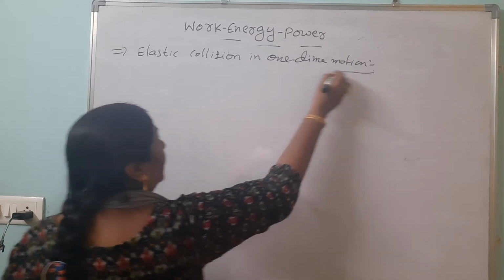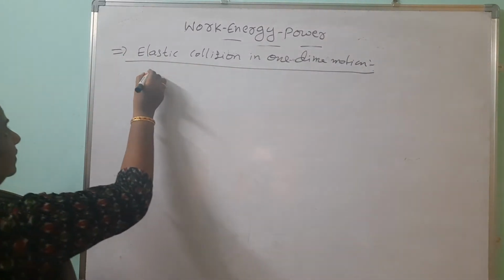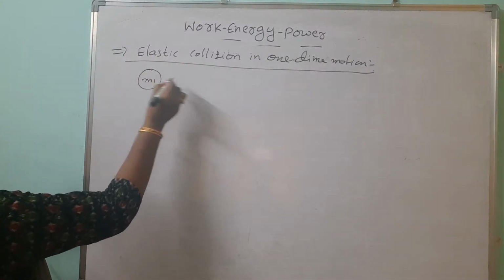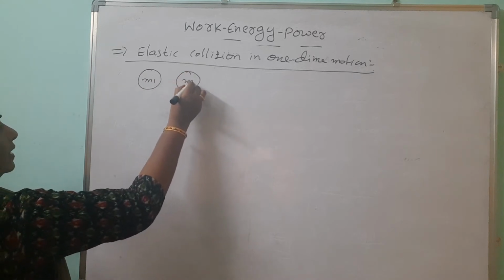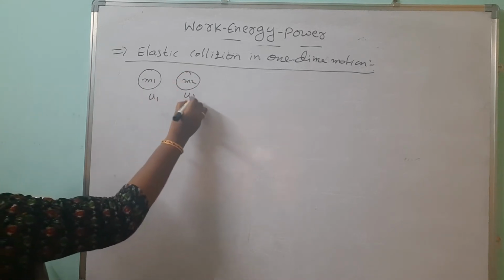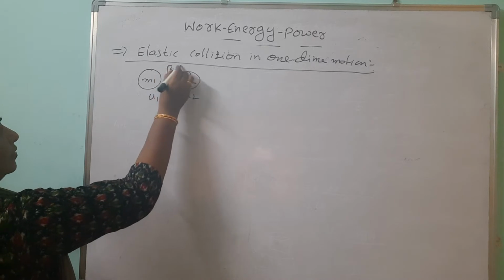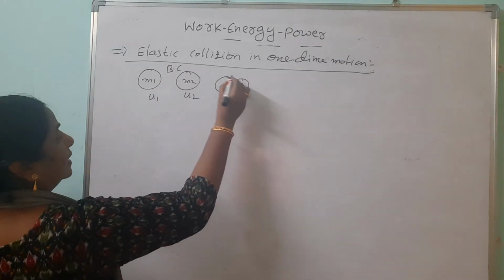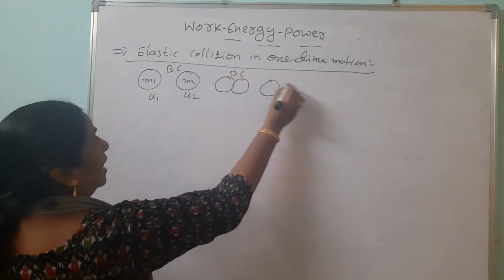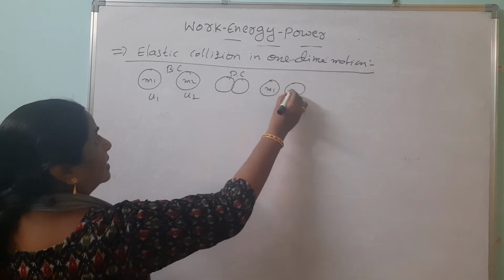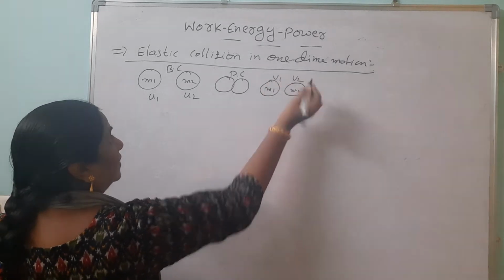Elastic collision in one-dimensional motion. Look here. This is the first body of mass m1. This is the second body of mass m2. u1 and u2 are the velocities before collision. This is during the collision. And this is after collision. No changes in masses, but the velocities are v1 and v2.